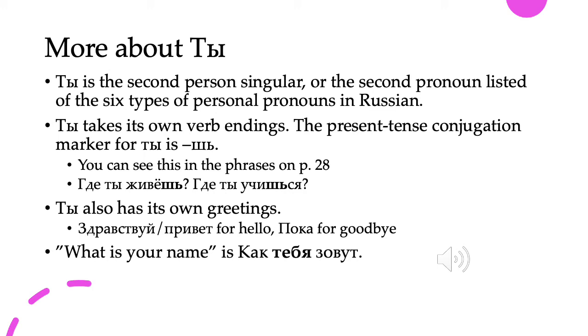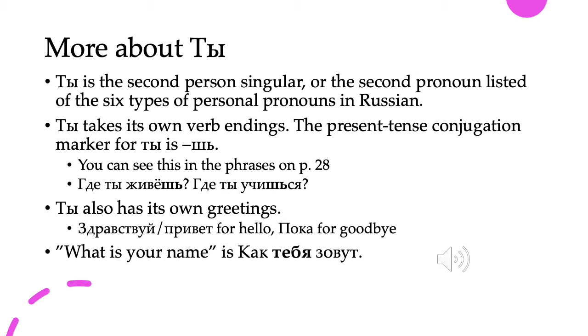So let's talk a little bit more about ты. Ты is the second person singular, or the second pronoun of the 6 types of personal pronouns in Russian. So we have я, I, ты, you singular, он, he, она, she, оно, it, and then мы, we, вы, you plural, and они, they. So ты is the second person singular, it's you in the singular.